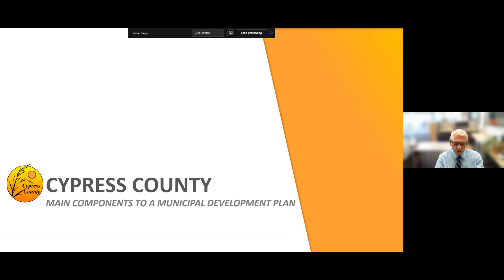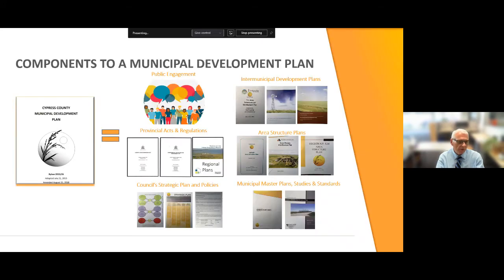So let's take a look at some of the components in a municipal development plan that help to shape it. As I mentioned, public engagement is a big piece that helps to drive the future and the vision. We have the intermunicipal development plans, the provincial acts and regulations, and the area structure plans. We have council's strategic plan and the policies that council passes. And then we have the master plans, studies and standards. That might be, for example, the engineering standards for the county roads or the county water and sewer systems and so forth.